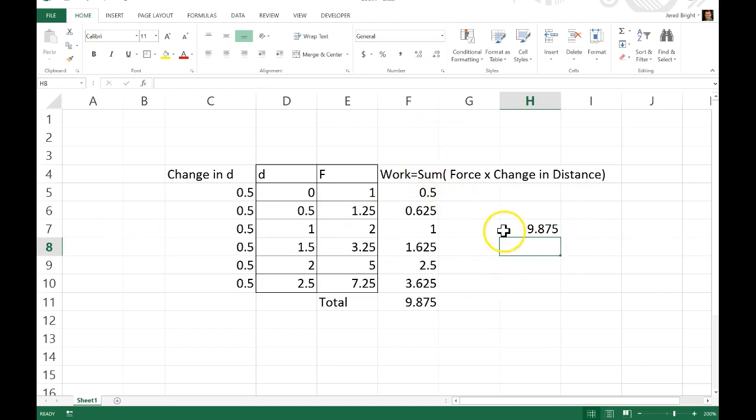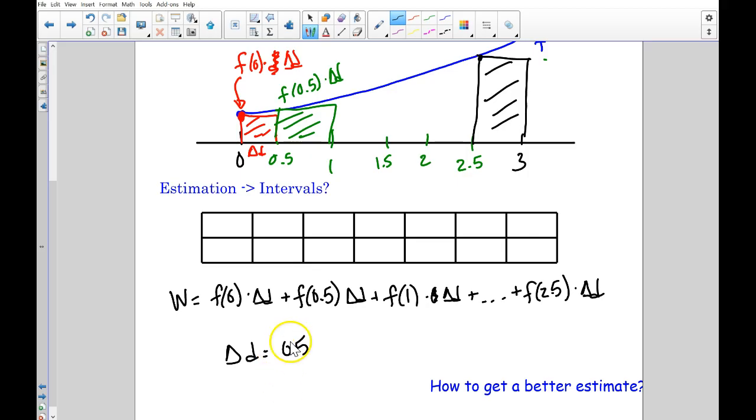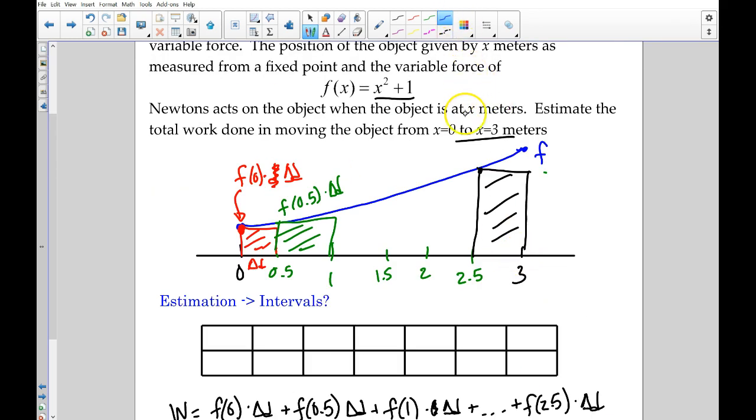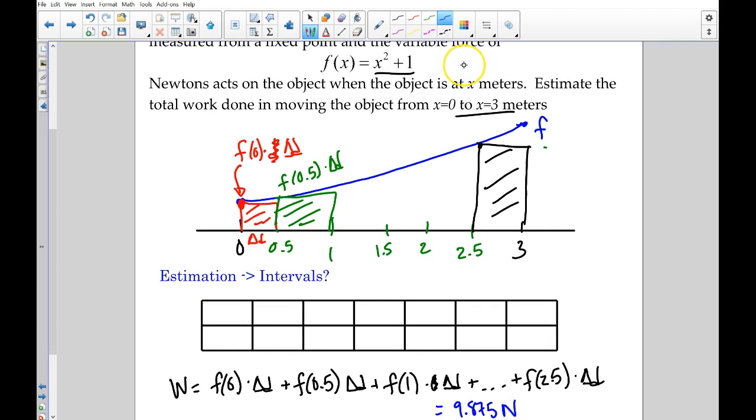Yep. So we're going to say that the force here is 9.875, and using the units, I believe it ends up being newtons. So this is through Excel, or you can do this by hand too. This is about 9.875 newtons, since it is in meters.